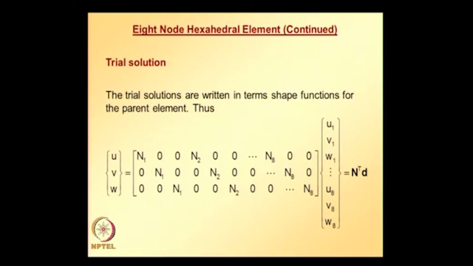and the shape functions for this 8 node hexahedral or 8 node brick element can easily be obtained using the Lagrange interpolation formula that we already looked at when we were deriving shape functions for 2 dimensional elements. So, the only difference is that we need to apply the Lagrange interpolation formula in 3 dimensions. So, using the Lagrange interpolation formula in 3 dimensions, the shape functions for the parent element which are required can be obtained.